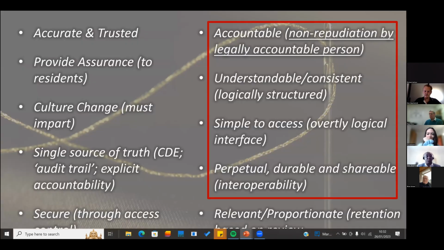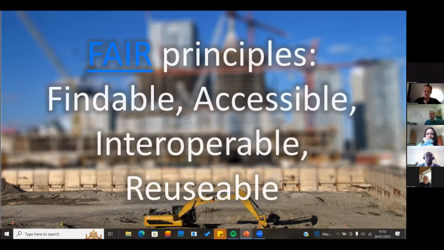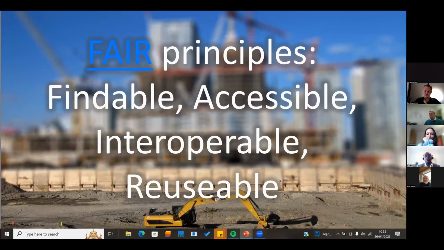So what we need to do is focus very clearly on what it means to have accountable and simple to access and shareable information. And what I'd like to highlight for you is the FAIR principles, which is findable, accessible, interoperable, reusable. Please look that up because this is crucial to what we're trying to do.